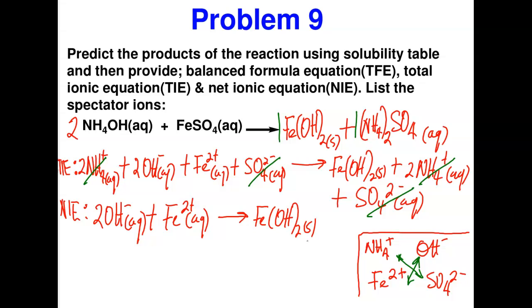And then what are the spectator ions? The spectator ions are those that we just struck out. And what are they? They are the ammonium ion and the sulfate ion. Those are the ones that we just struck out there, and they are the spectator ions. The next problem.